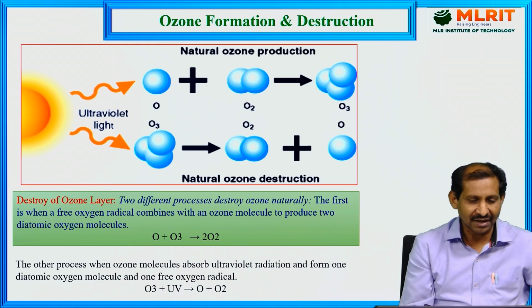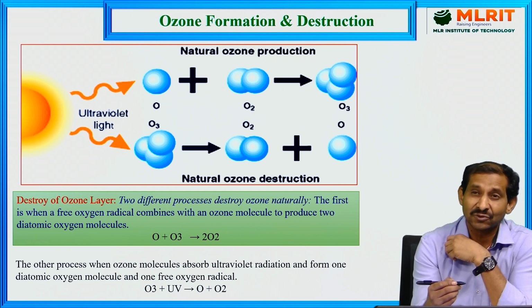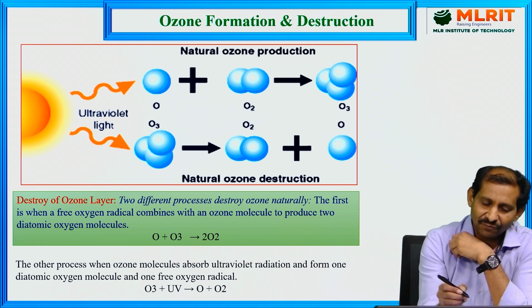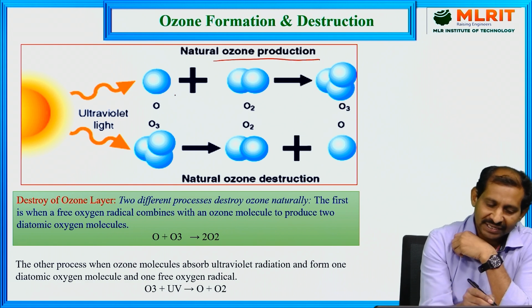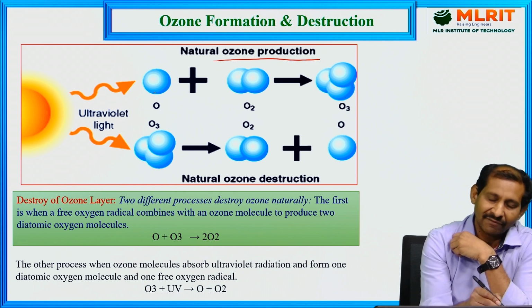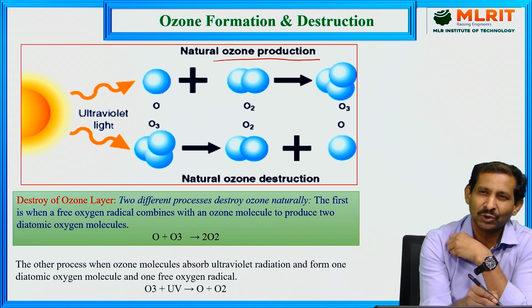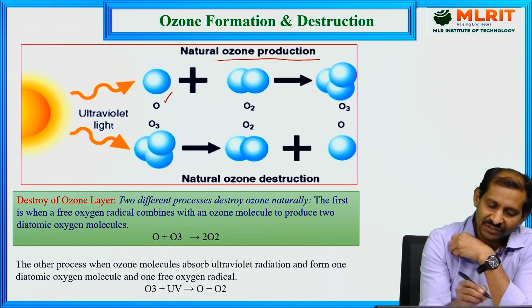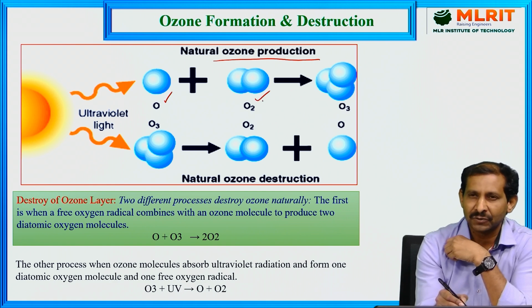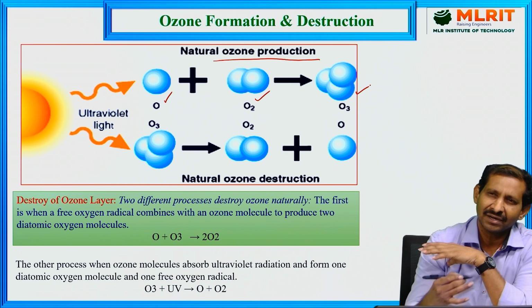Now coming to how ozone is formed and destroyed in the natural way. First, natural ozone production. The ultraviolet radiation coming from the sun splits the oxygen molecule into free atoms of oxygen. That free atom of oxygen combines with an oxygen molecule to produce ozone. That is the natural formation itself.